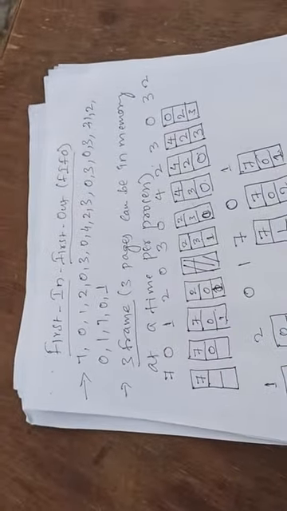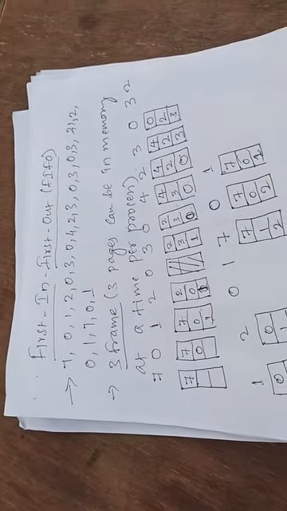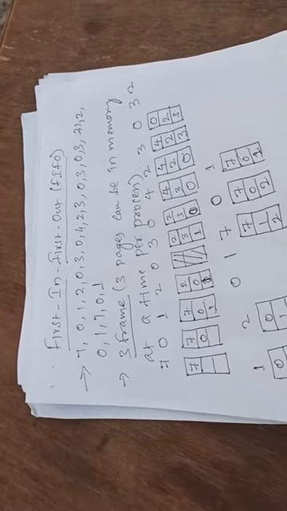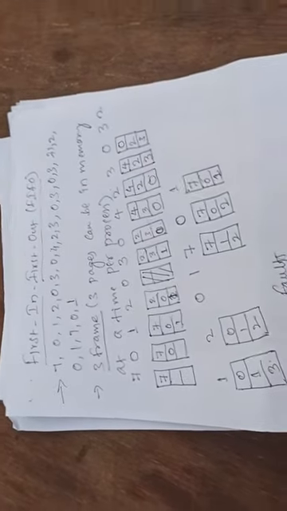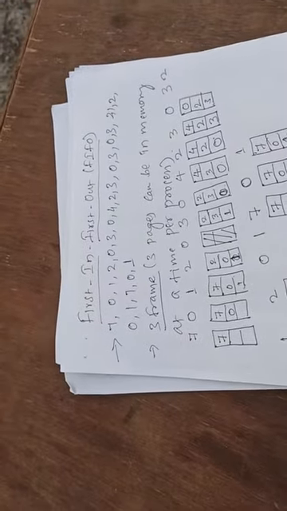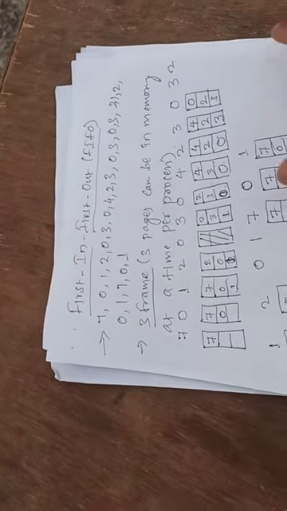So we'll continue the same algorithm, that is the first in first out page replacement algorithm. In a previous lecture we saw the reference string. We considered the reference string with 3 frames, and implemented the page replacement algorithm using first in first out. The page inserted first is going to be removed or replaced first.